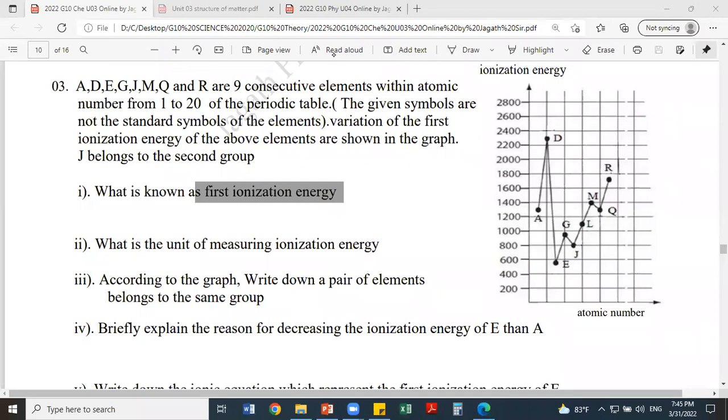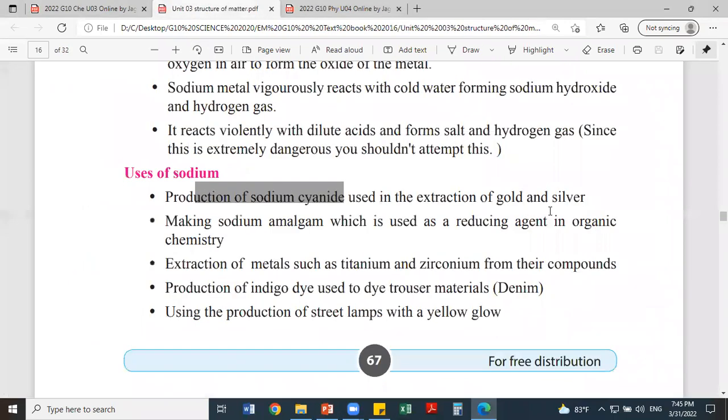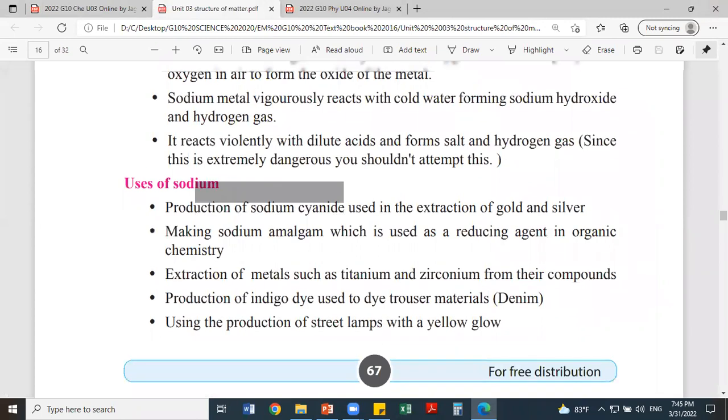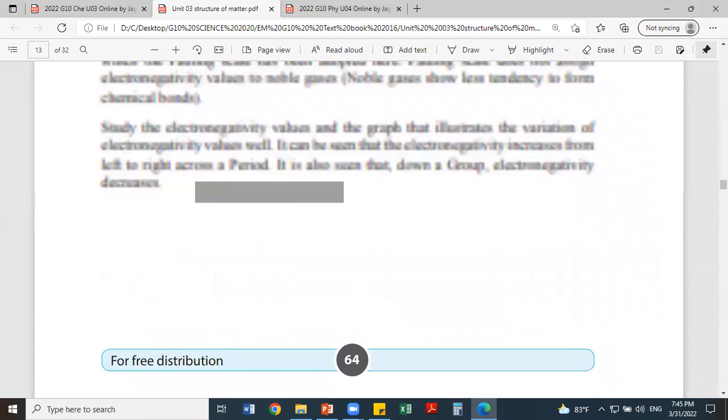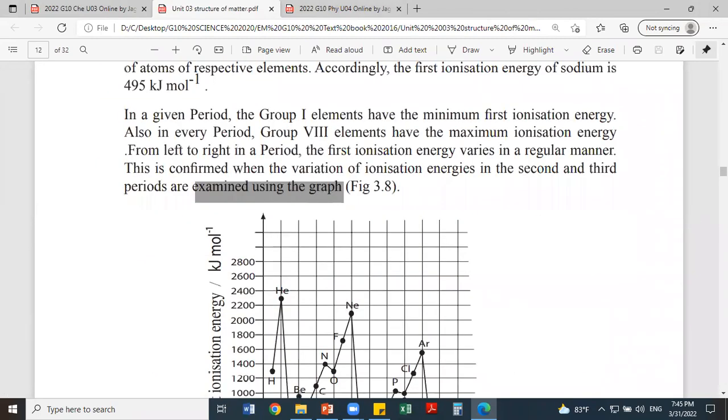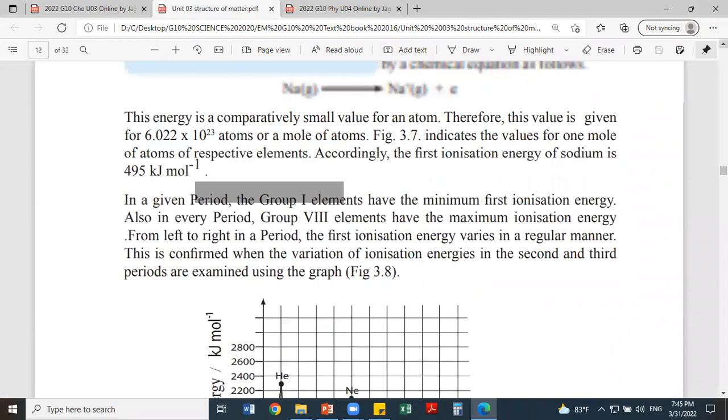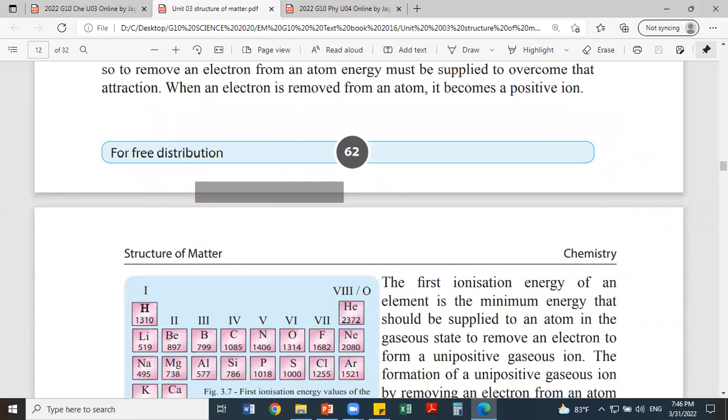The minimum amount of energy required to remove 1 mole of electrons from 1 mole of gaseous atoms to produce 1 mole of gaseous ions. It's given in this lesson, and you should know the ionization energy definition. Look at this, page number 63, top. This is what you should write.